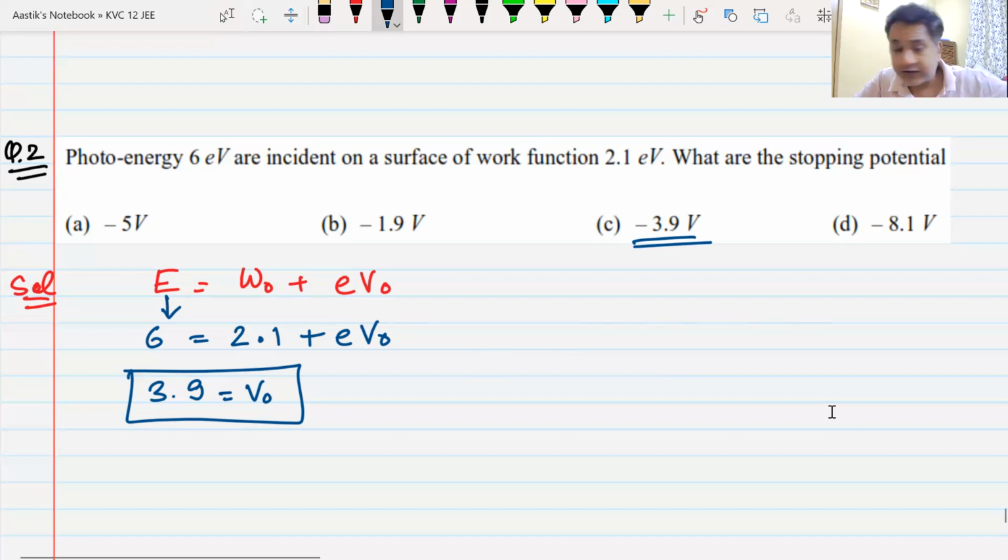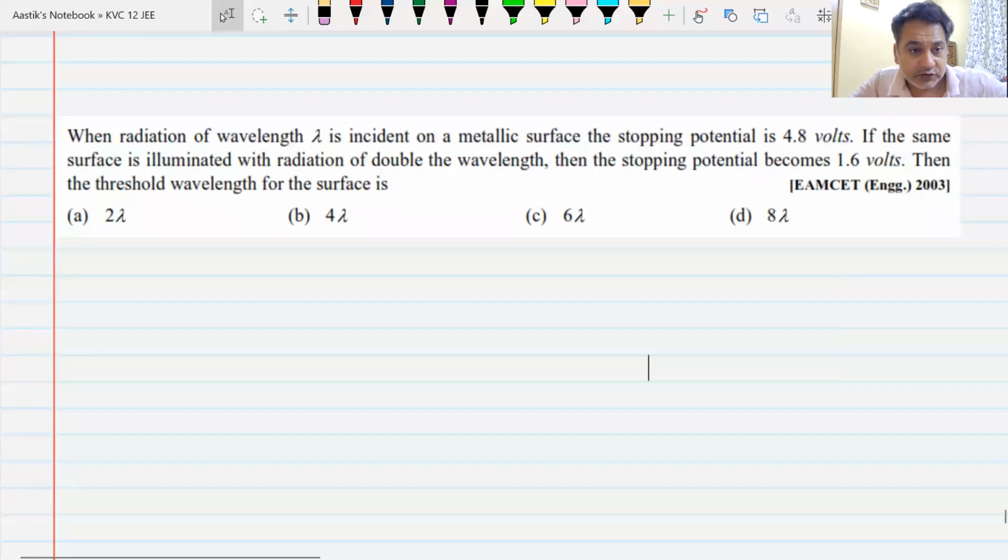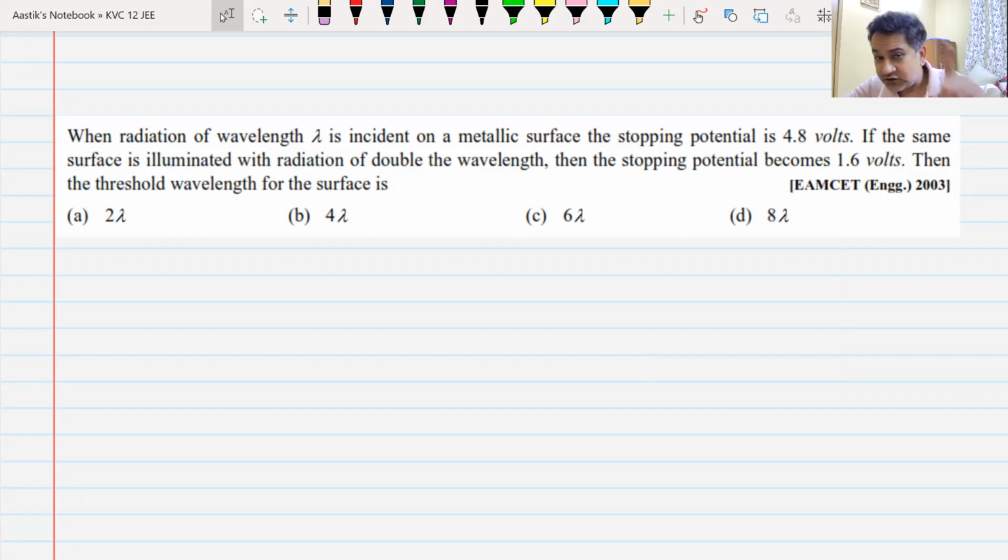Here comes the next one. And I hope you can do this. When radiation of a wavelength lambda is incident on a metallic surface, the stopping potential is 4.8. If the same surface is illuminated with radiation of double the wavelength, then the stopping potential becomes 1.6. These questions are coming in JEE. What is the threshold wavelength? I'll give you 2 minutes.